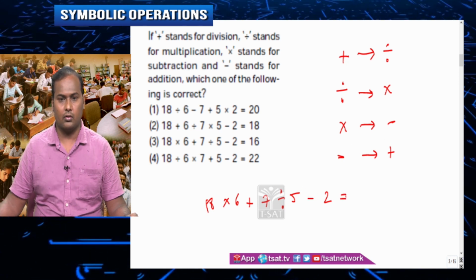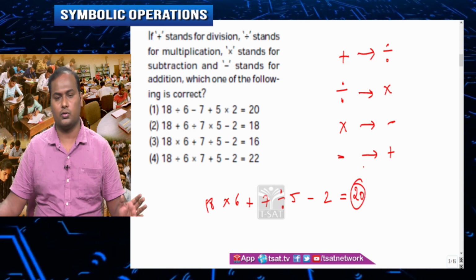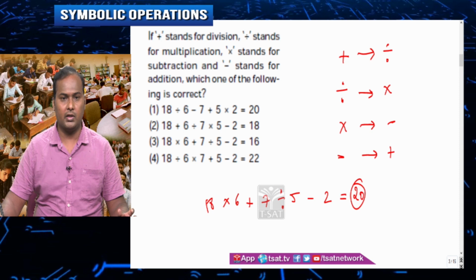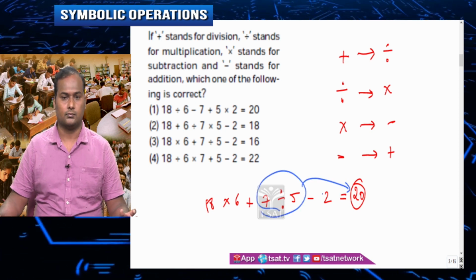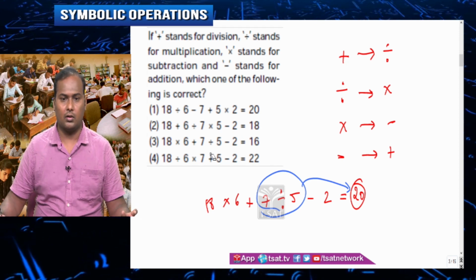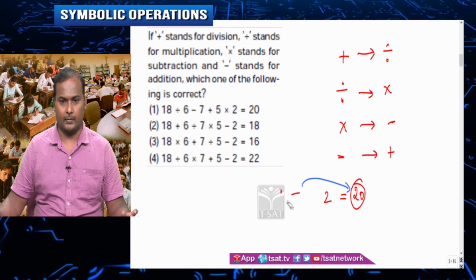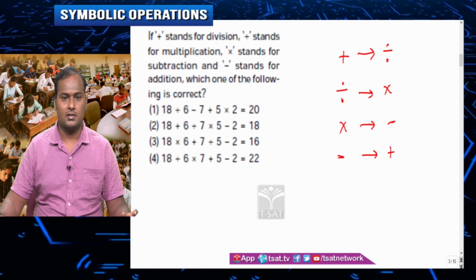Now you need to check whether it is equal to 20 or not. See here, there is a clue. You should not do all these things. The moment you see 7 divided by 5, you will not get 20. So directly eliminate this option. In the examination, don't try to calculate each and everything. The moment you see that it is not possible, you avoid it so that you can save time.